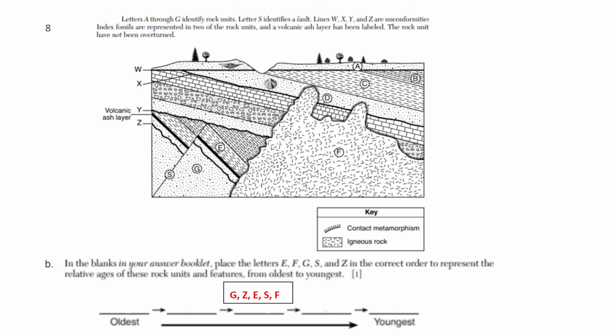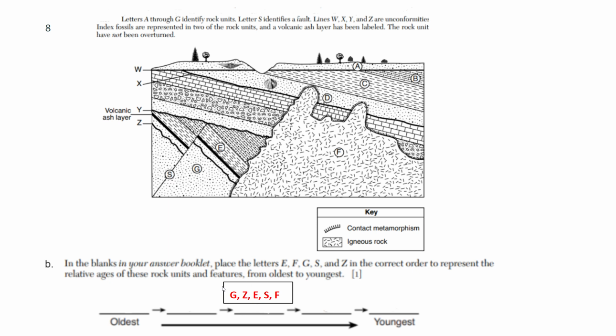And then it looks like C got deposited. And I know F is older than C because F did not cut through C. The intrusions and faults have to cut through those layers to be younger than those layers. And then B got deposited. We had W, the unconformity, and then layer A got deposited. So now that I have the whole sequence in my head, I can list the specific letters or words that they're asking me to list.